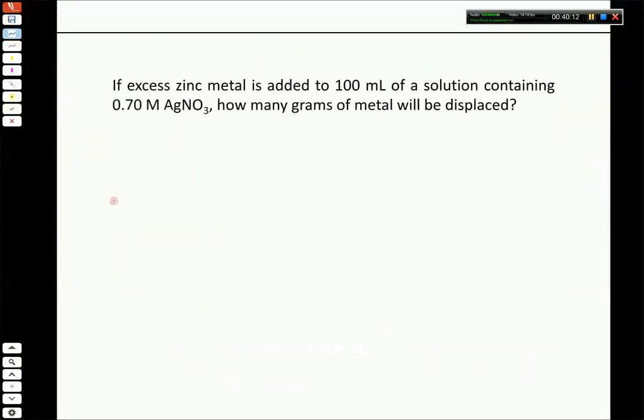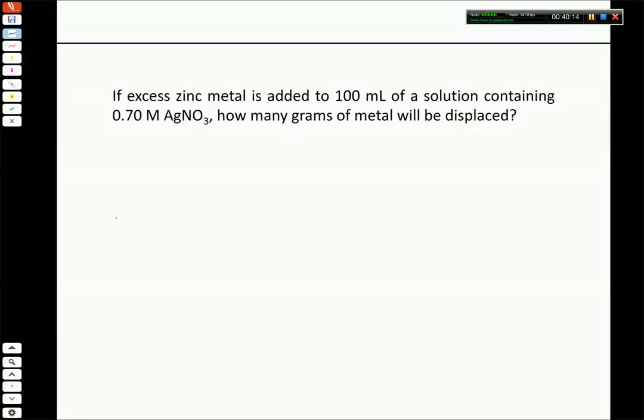Finally, the last one here is a solution stoichiometry problem. It says if excess zinc metal is added to 100 milliliters of a solution containing 0.7 molar silver nitrate, how many grams of metal will be displaced? Now, we didn't actually talk about displacement reactions in class, so this type of wording won't be on the test if that was the part that was confusing. The confusing part here may have been just getting the balanced equation.